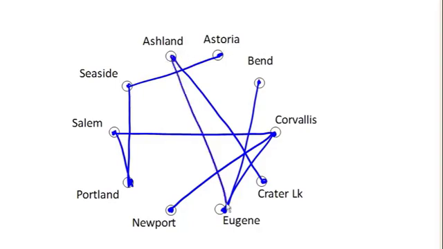Notice that before we added that edge, this Ashland to Crater Lake connection was not connected into the rest of the graph, but by adding Eugene to Ashland, we now have a connected graph, and that is our minimum cost spanning tree with a total length of 695 miles.